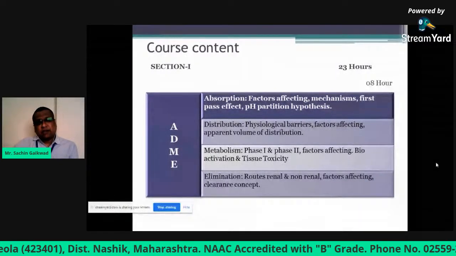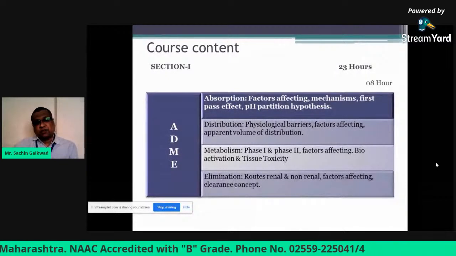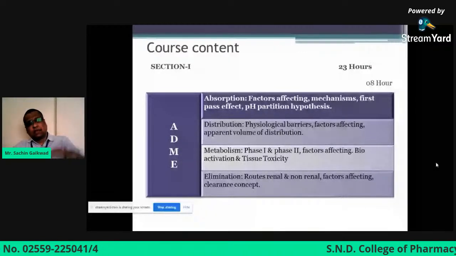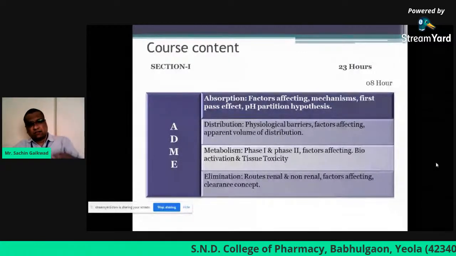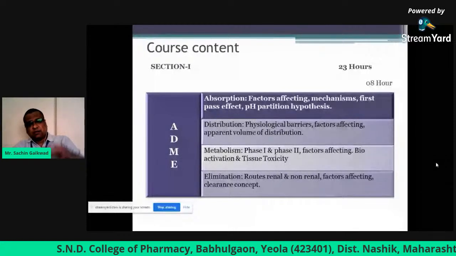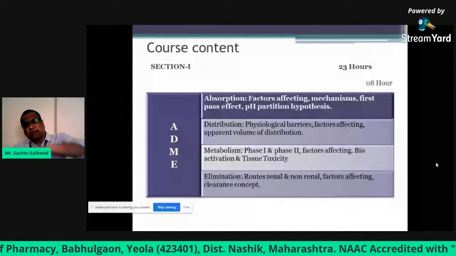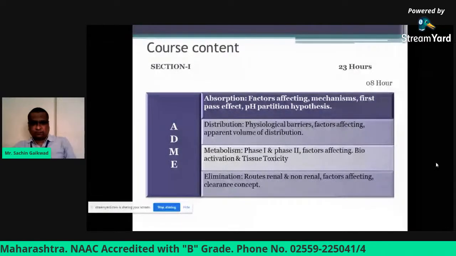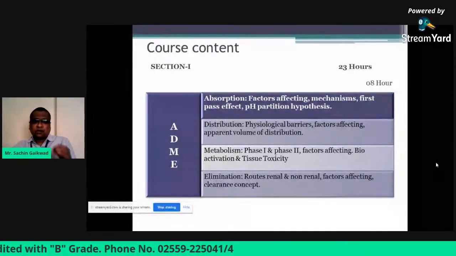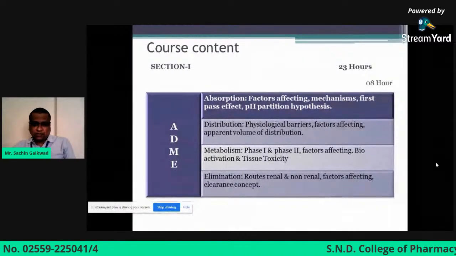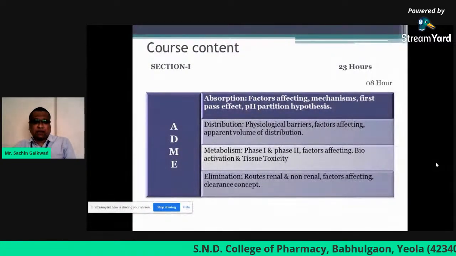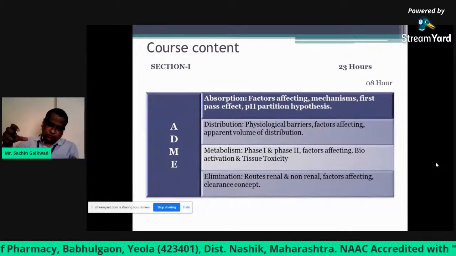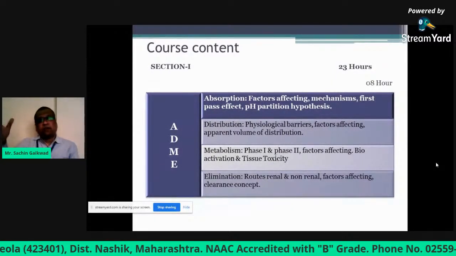Second important point under this chapter is the distribution. That is the various physiological barriers which are present in our body, such as the blood-brain barrier and cerebrospinal fluid barrier, and those barriers will affect the distribution of a drug. So we have to learn the concept of the physiological barriers. After that, the different factors which also affect the rate of distribution. Next one is the apparent volume of distribution.